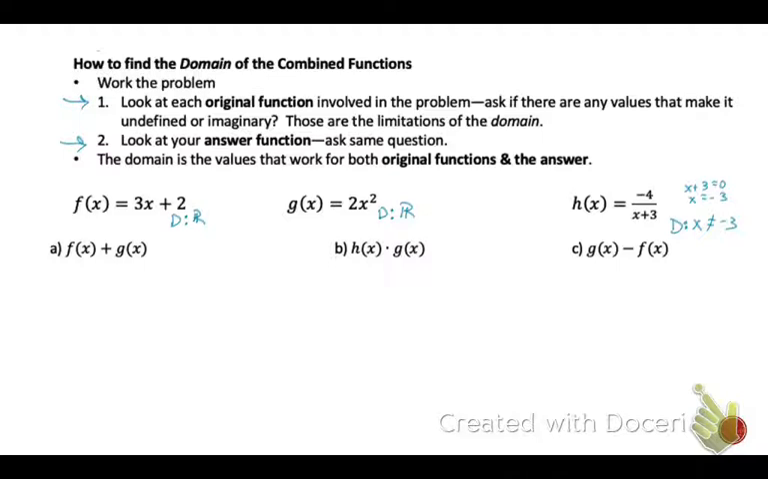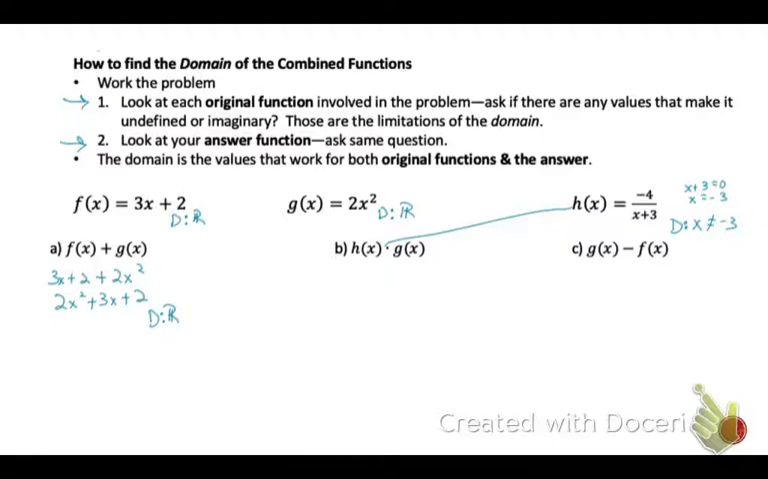Now let's work these three problems, a, b, and c. So we are adding the two functions, and that's what that notation means. It says take f of x and add g of x. So I'm just going to go grab what f of x equals, which is 3x plus 2, and then add it to g of x. Now I'm just going to clean it up a little bit. I can't combine any like terms. I just put them in standard form.